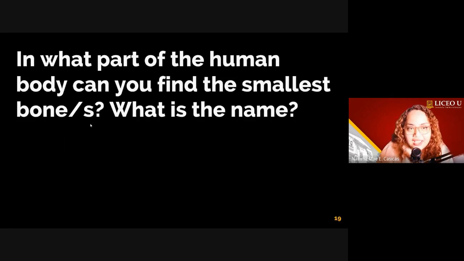So, question: in what part of the human body can you find the smallest bone or bones, and what is the name? Please answer in the chat box. Roldan says they are found in the ear and they're called the stapes. All right. In what part of the ear? The outer, the middle, or the inner ear? Mabel says ear. Can we be a little bit specific? Is it the outer, the middle, or the inner ear? The middle ear?